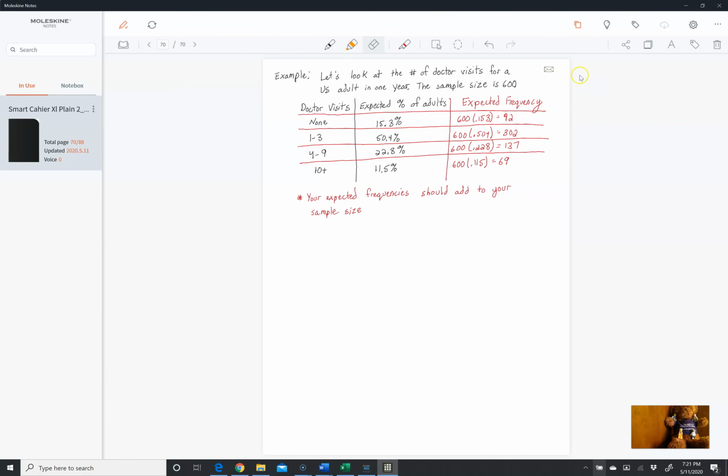Okay, so this is how to calculate the expected frequency, but now the question is how do we know if the expected frequency matches the observed frequencies? Like we said, it's a goodness of fit test. Does the frequency distribution that we get from doing a sample, from asking questions of a sample, match the expected frequencies that we see here? And that's what we mean by performing a chi-square goodness of fit test.